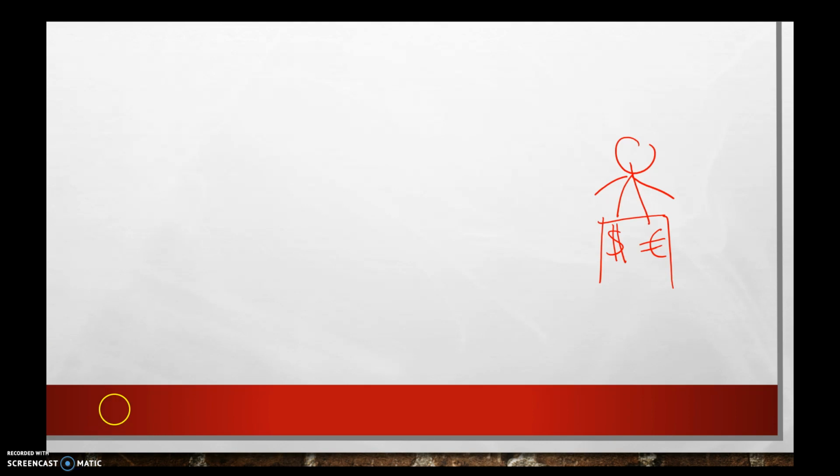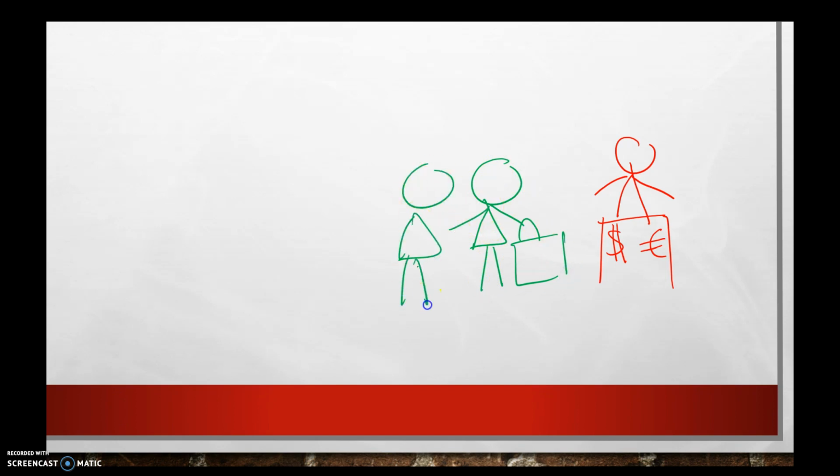And in line to exchange with her are two women with big purses. Green women. And these women have euros in their purses. So when they walk up to this lady, they're going to sell her euros and buy dollars. Selling euros, buying dollars. So they're going to show up both in the market for euros and in the market for dollars. Let's see where they're going to show up.